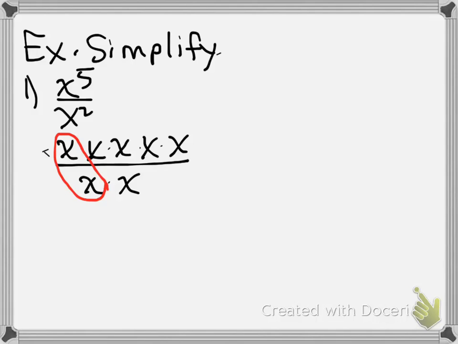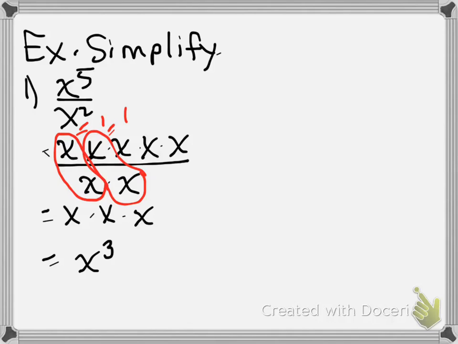What's x over x equal to? 1. Okay. What's x over x equal to? 1. Okay. And what you're left with is x times x times x. And the simplest way to write that would be using exponents and getting x cubed.